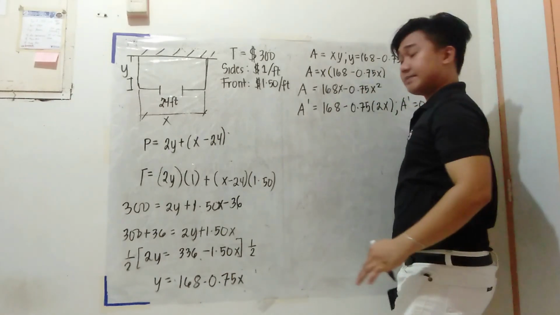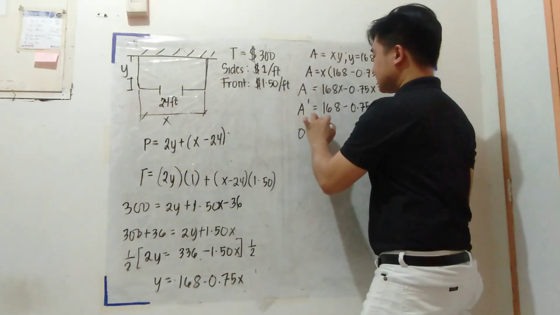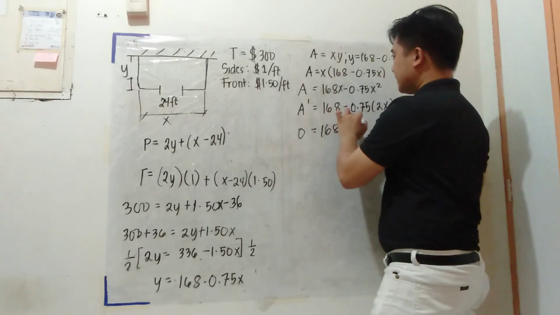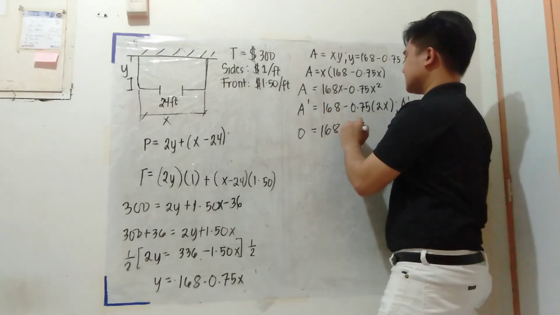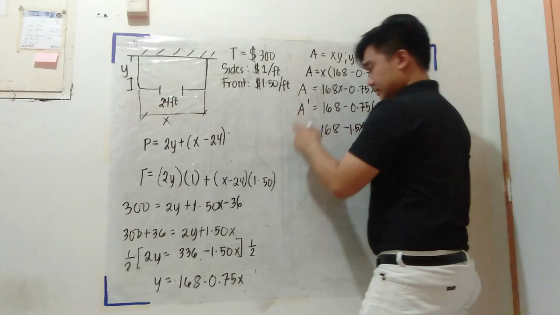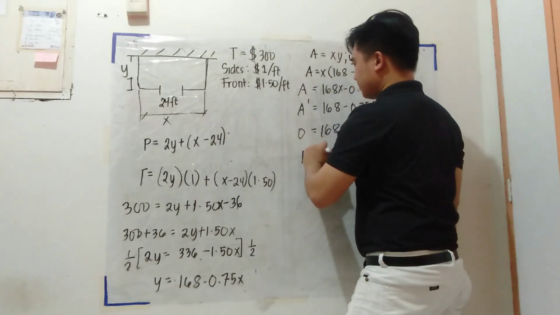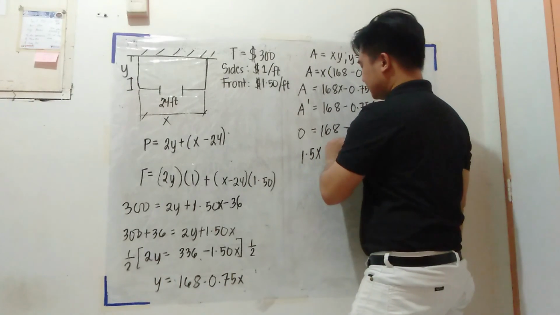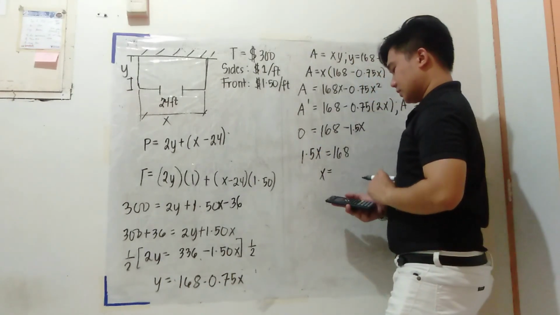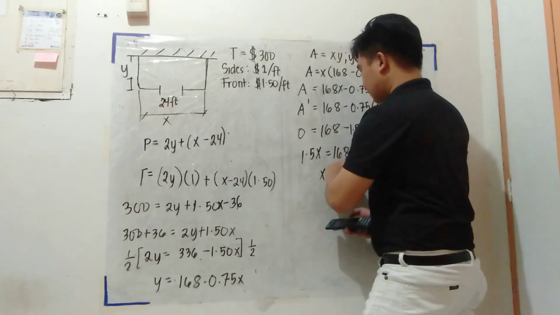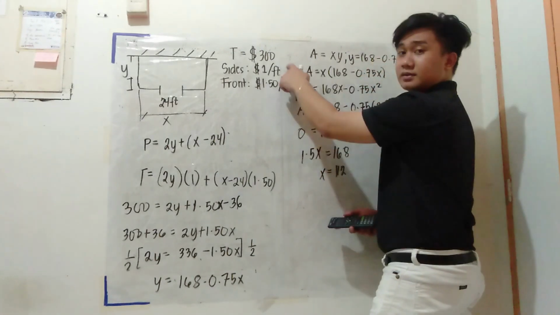Di ba yun yung third step natin? So, 0 is equal to 168 minus 1.5x. Dalhin ko sa kabilang side si 1.5x, equals to 168. X is equal to 112. Anong unit? Feet.